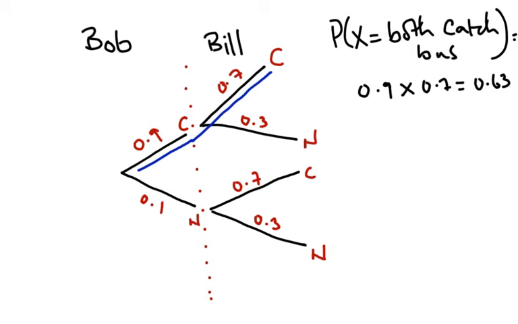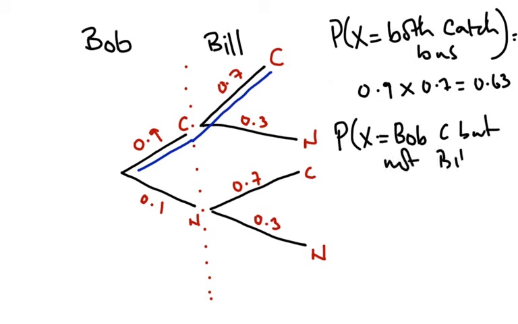Let's say Bob catches the bus but not Bill. So the probability that the event is Bob catches the bus but not Bill. Okay, Bob catches the bus, but Bill doesn't. All right, let's see how many possibilities we've got here. For this one I'm going to use green. Bob catches the bus, Bill does not catch the bus. That's how I'm going to follow my tree diagram to get my answer.